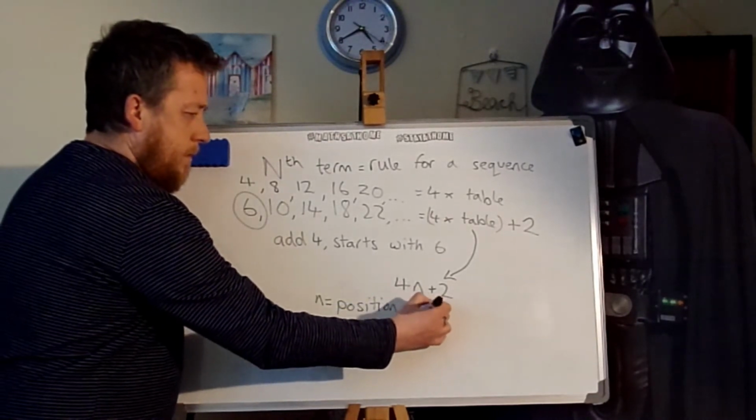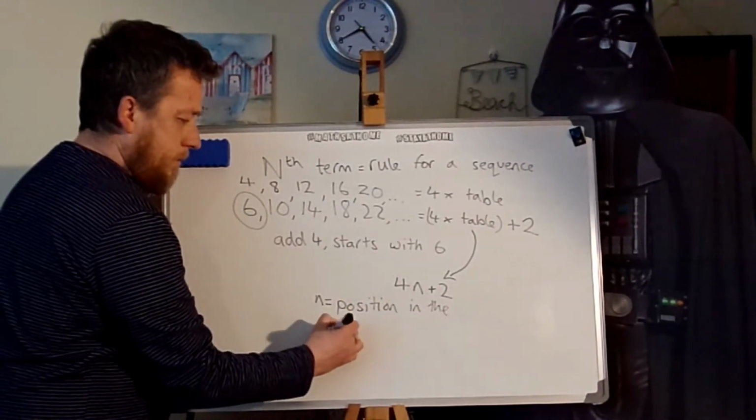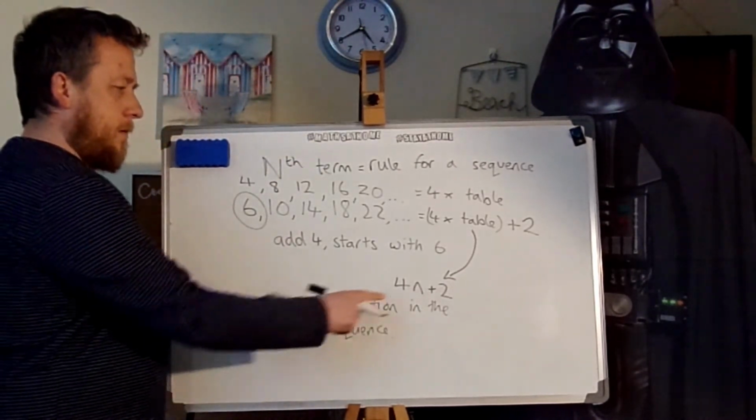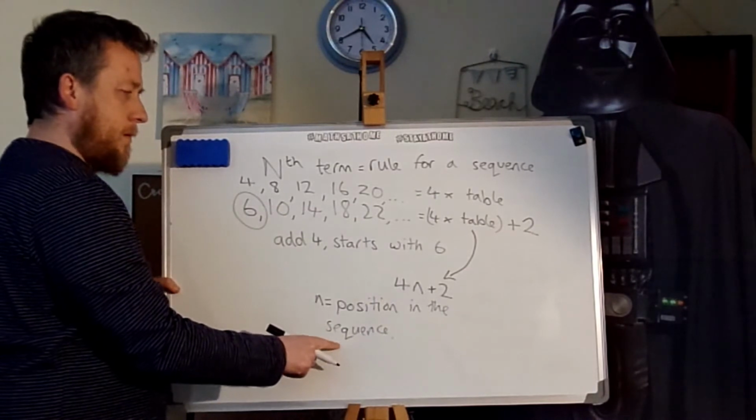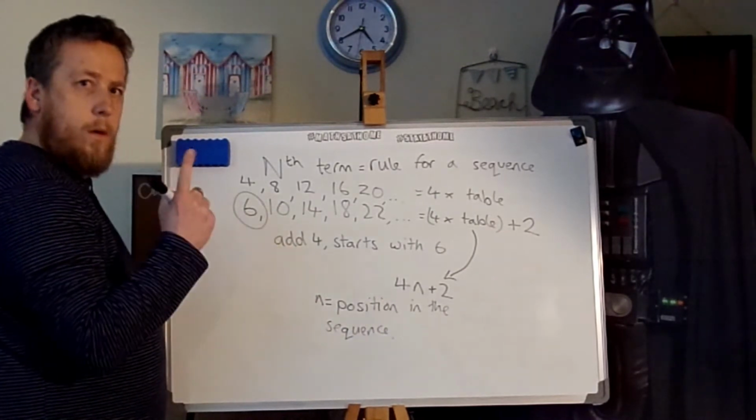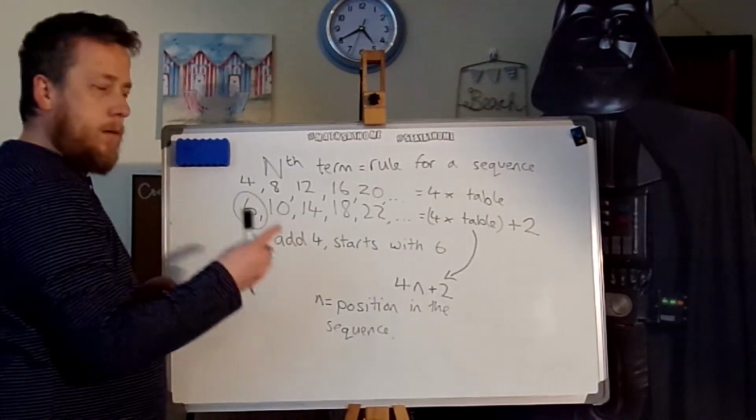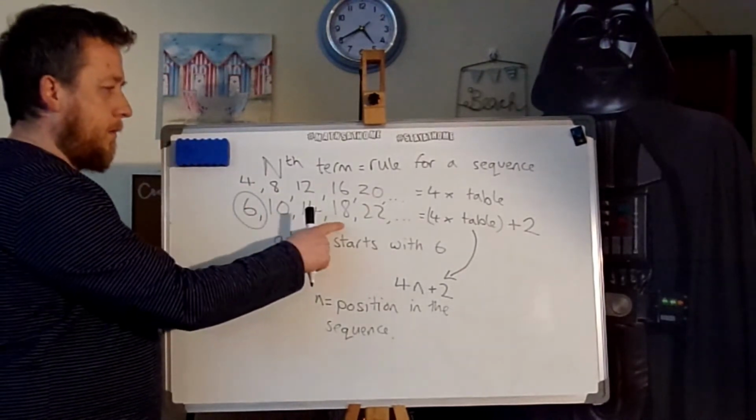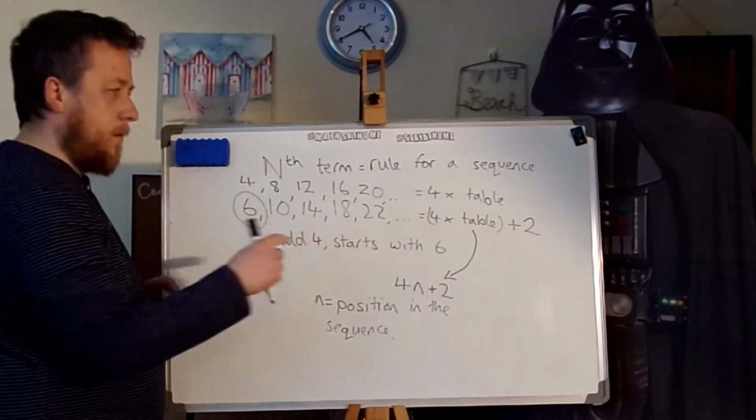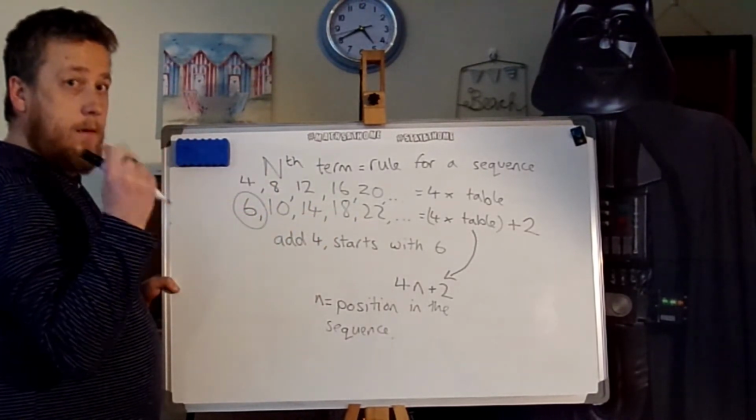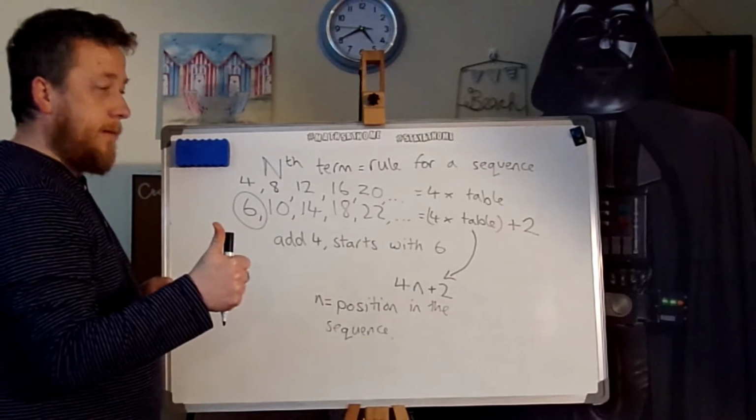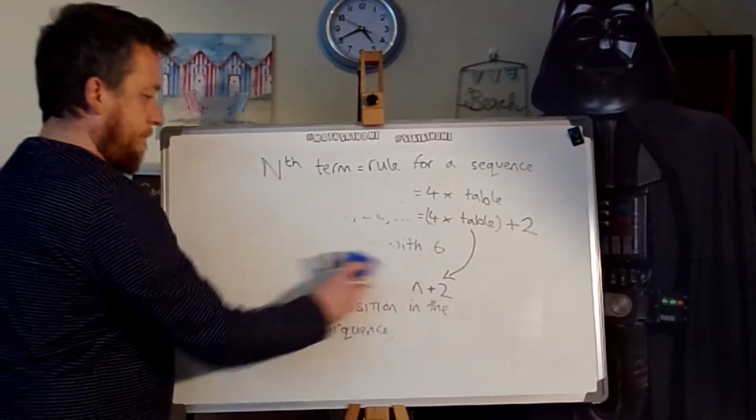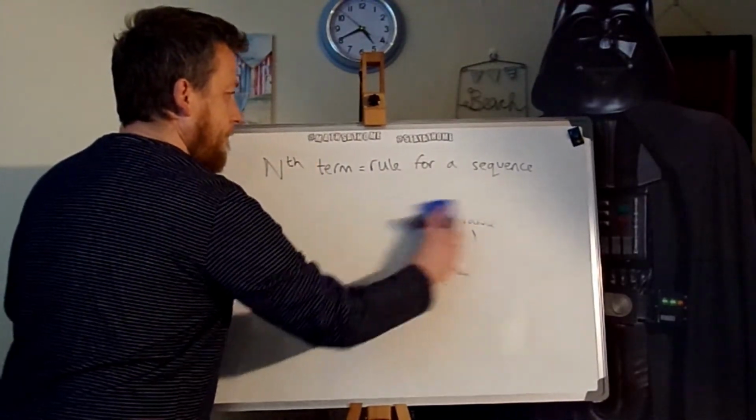So what does n represent? Well, n is simply the position in the sequence. When we look at the first number in a sequence, we're talking about n being 1. With the second number, n is 2, and then 3, 4, and of course the last number there will be the 5th term, so n would be 5. So n simply represents the position in the sequence of the number you're referring to.